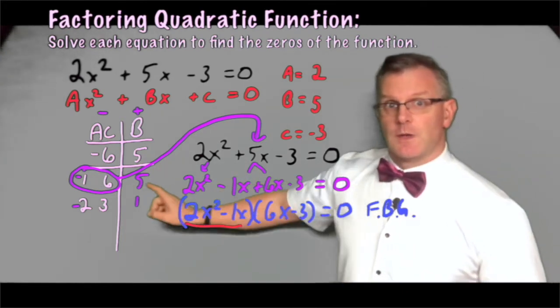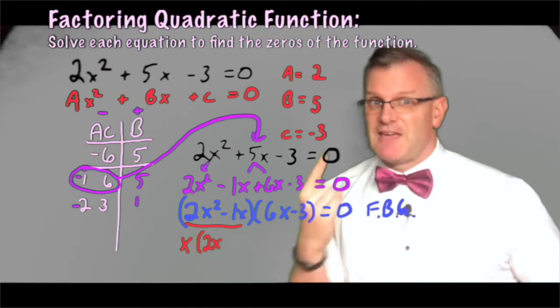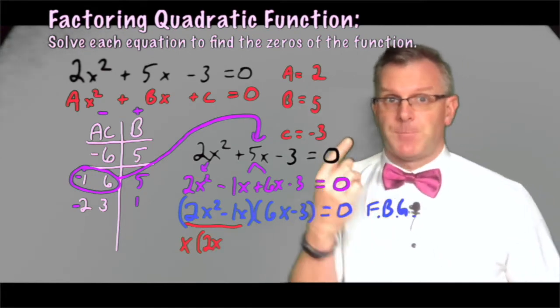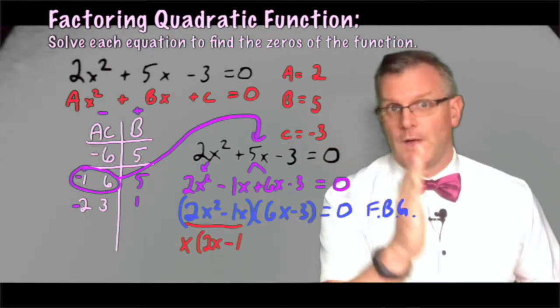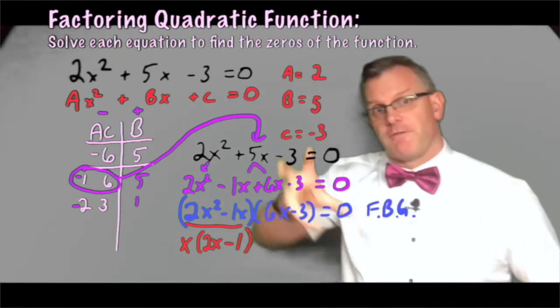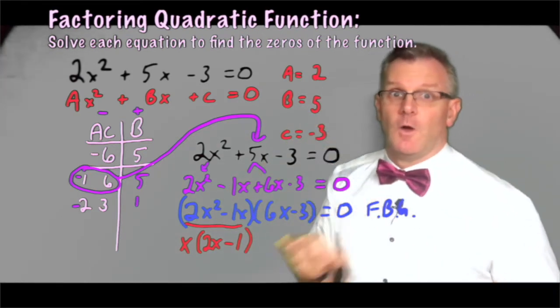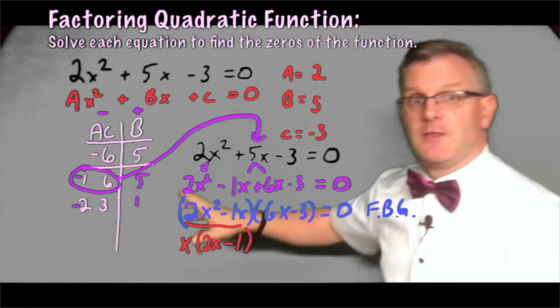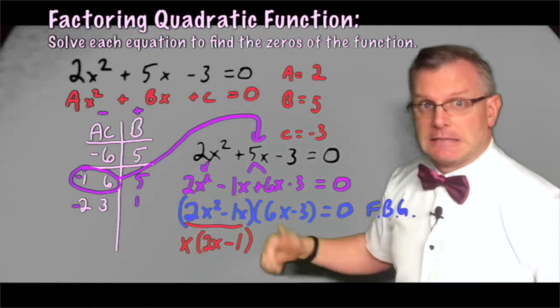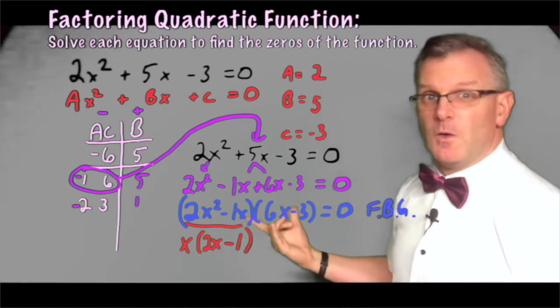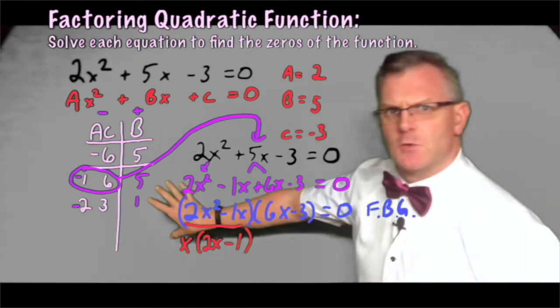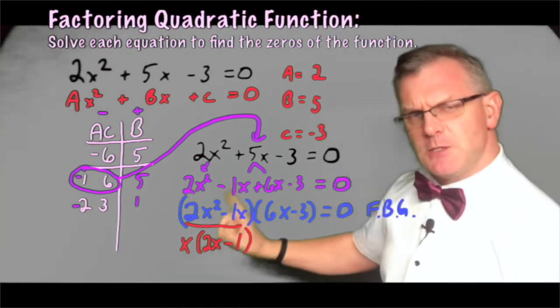What is here? 2x squared minus 1x. I left that 1 there because it's 1 times x. When I factor the x out, that 1 still stands in place. A lot of times people will pull that x out and then they'll just write it as 2x. And then when they go to check it by doing FOIL, it doesn't work. So make sure you leave that 1 there as your placeholder.